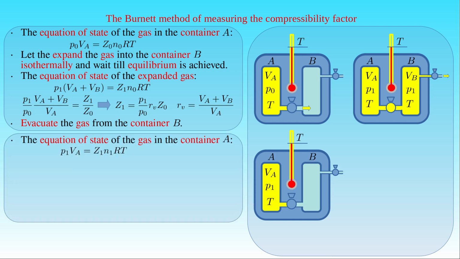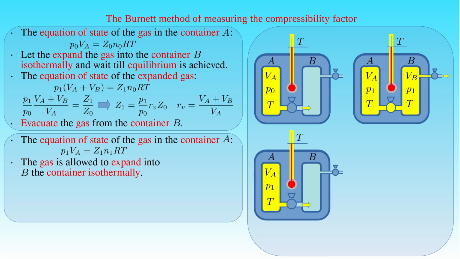The pressure P1 of the gas times its volume VA is equal to the compressibility factor Z1 times the amount of species N1 of the gas times the gas constant R times the absolute temperature T of the gas. Now we let the gas in the container A expand into the evacuated container B again by opening the valve of the tube connecting the two containers.